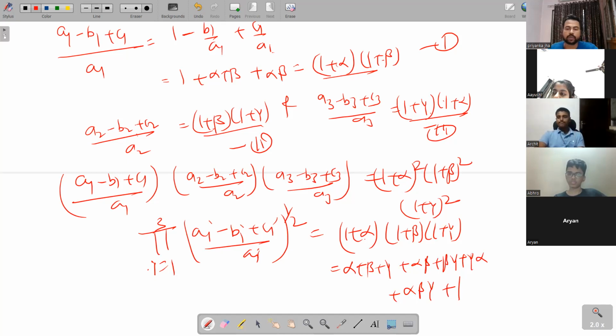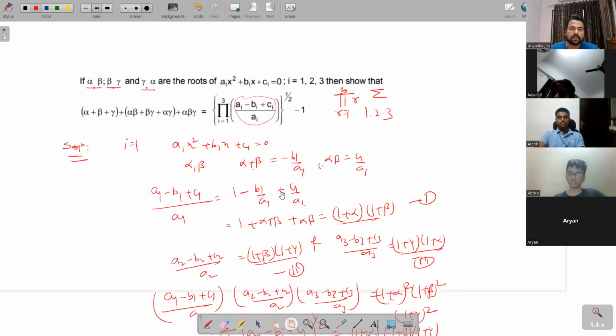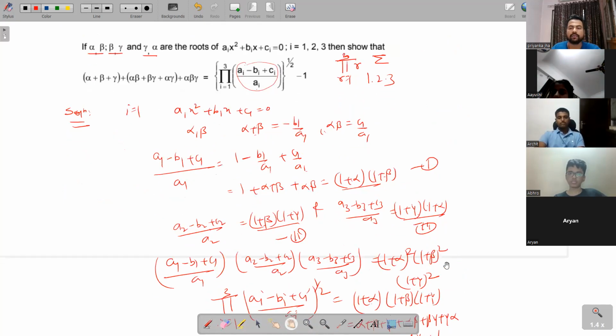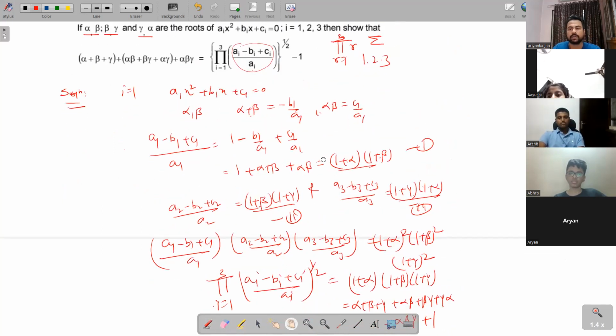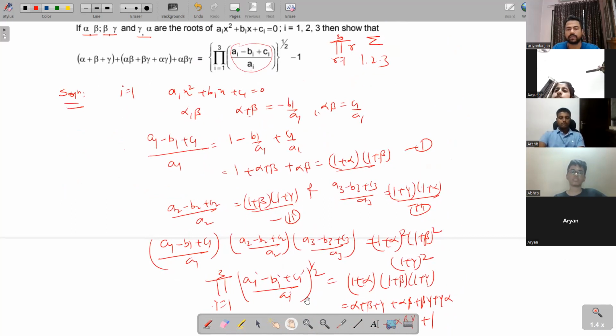So this is what you wanted to prove, no? Right? And if you bring this 1 to the left side, you will get minus 1 here. Understood? Note it down.